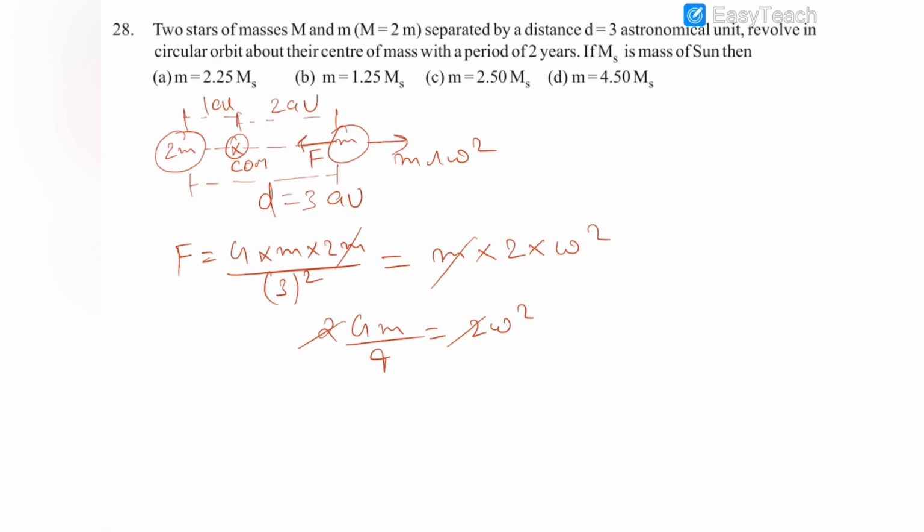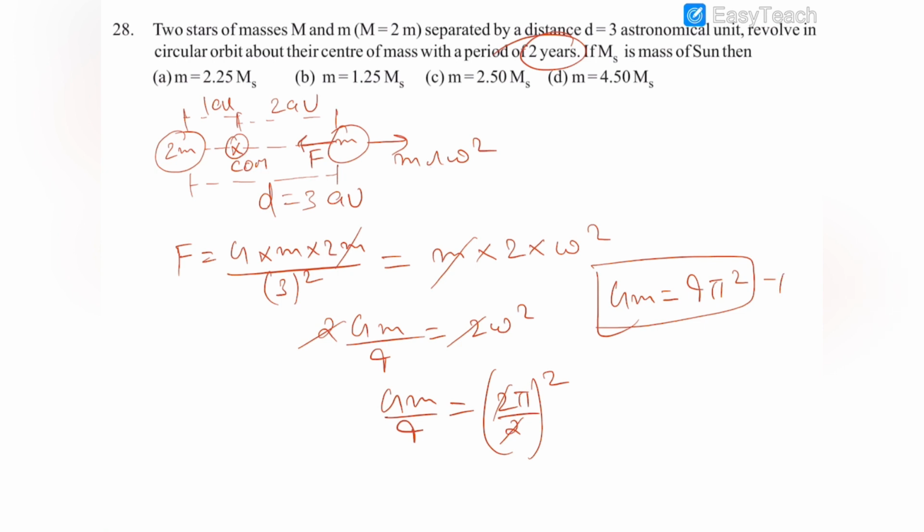and the time period is given as 2 years. So Gm divided by 9 is equal to 2 pi by 2, and I'm taking the standard unit of time as years. So you can see that Gm would be equal to 9 pi square. This is equation number 1.